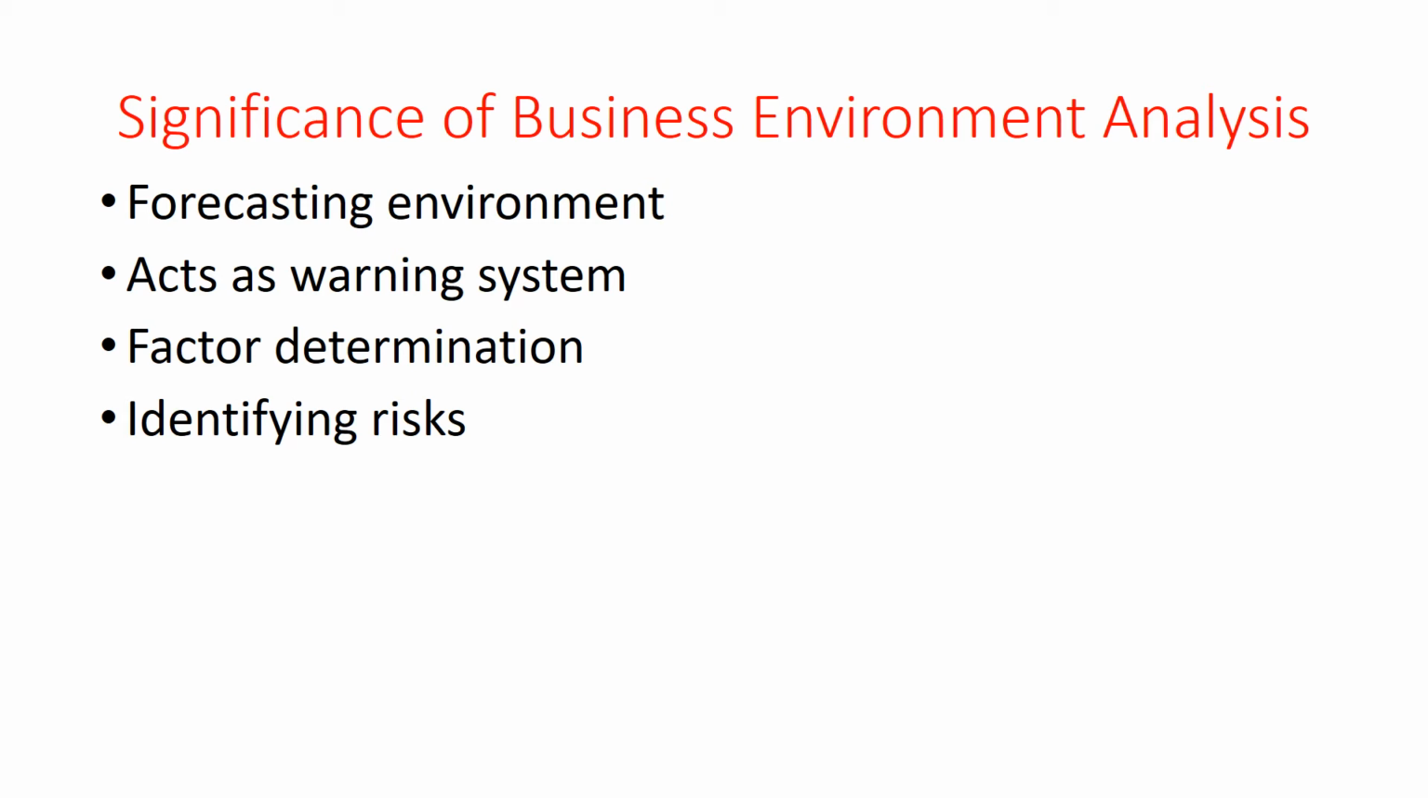The third point is factor determination. It helps to determine what factors in the environment present threats to the organization's present strategy and the achievement of objectives. The next point is identifying risk for the business. It also helps in identifying the inherent risks involved in utilizing opportunities, and it highlights the particular risks involved in any opportunity.